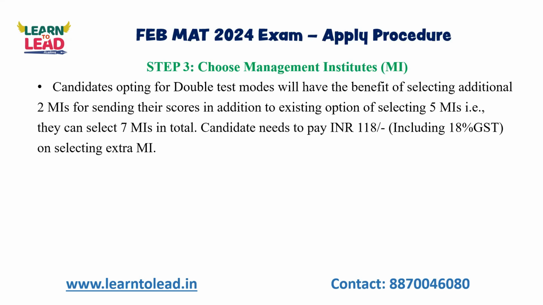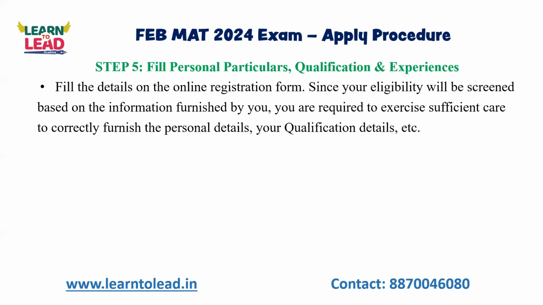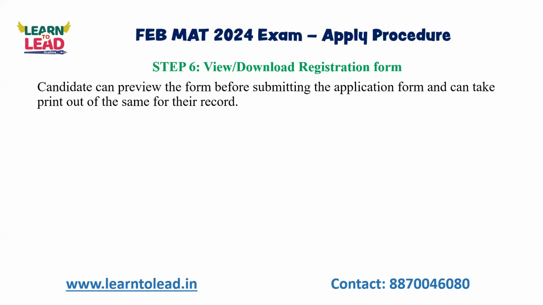Candidates opting for double test modes will have the benefit of selecting an additional 2 MIs for sending their scores, in addition to the existing option of selecting 5 MIs. Candidates need to pay INR 118 on selecting an extra MI. Then you can make your payment with debit or credit card, net banking or wallet details. In step 5, you should enter your personal particulars, qualifications and experiences. And in step 6, you can download your registration form.